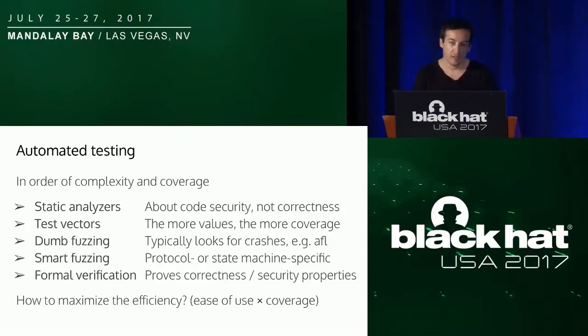Now you have maybe more advanced tools like what we call dumb fuzzing. For example, AFL is pretty smart, but it's still in the category of dumb fuzzers. It doesn't know what it's testing. It's just trying to be as smart as possible in order to maximize the code coverage. And it will typically look for crashes. So most people use AFL to look for crashes. You can look for other kinds of problems.